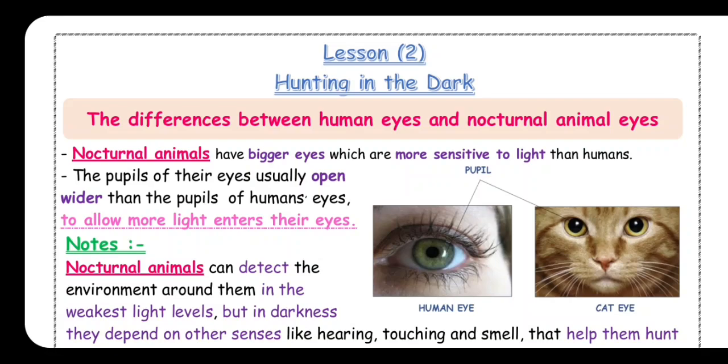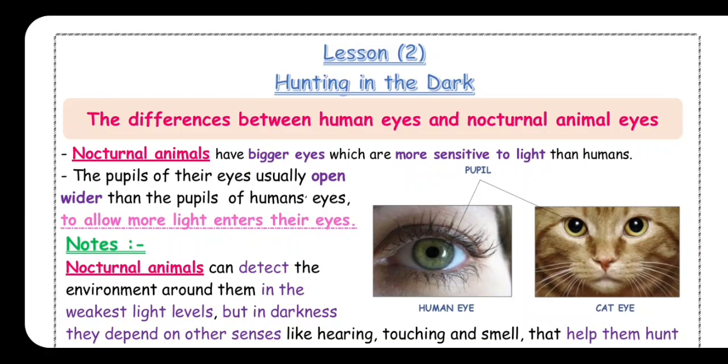Today we will talk about Lesson 2, which is called Hunting in the Dark. You have to differentiate between the human eye and the nocturnal animal eye.